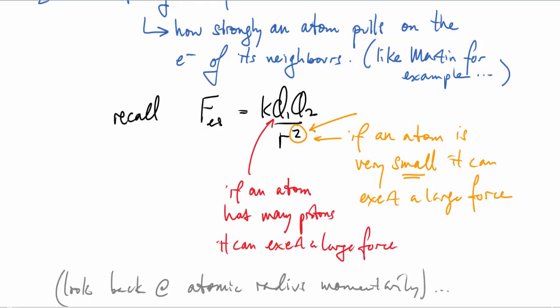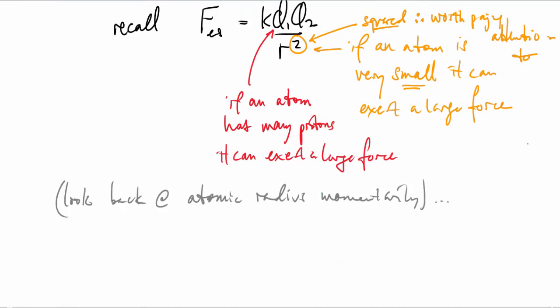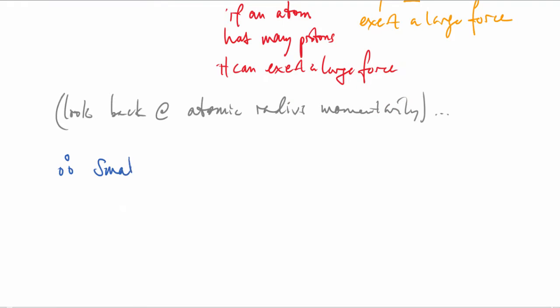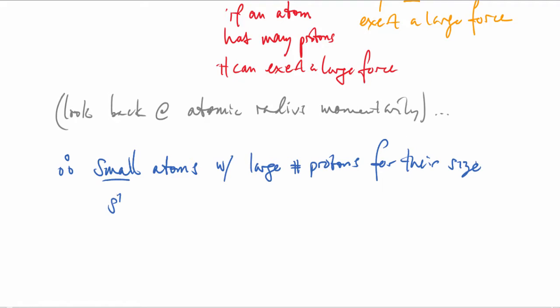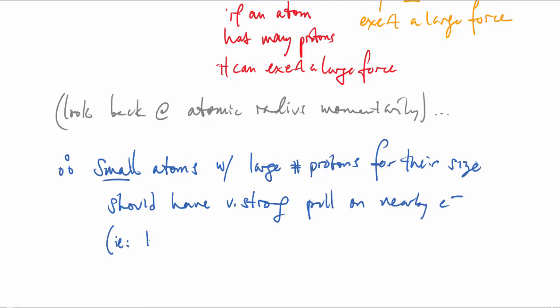If you think about that for just a moment, and you pay attention to the square there, your expectation is that as you go up and to the right, the atoms are very small with a large number of protons for their size, so you'd expect that they would have a very strong pull on the nearby electrons. They would have a high electronegativity. And as it turns out, this is true.